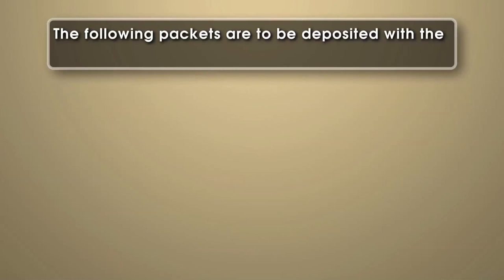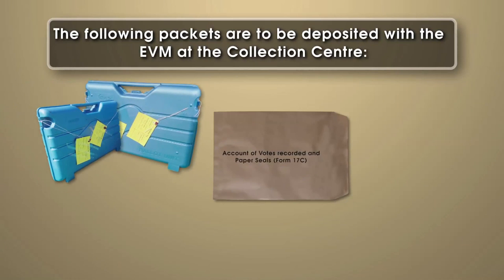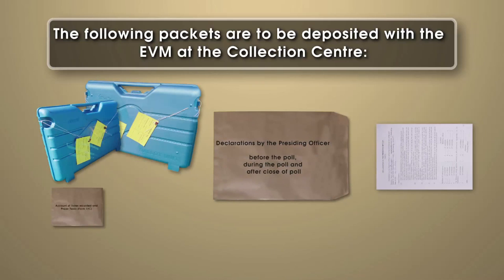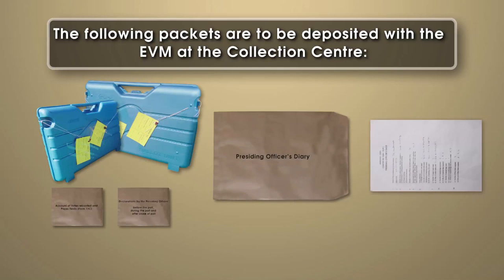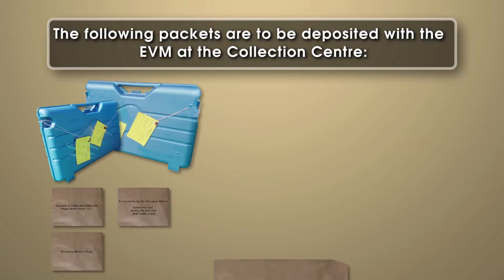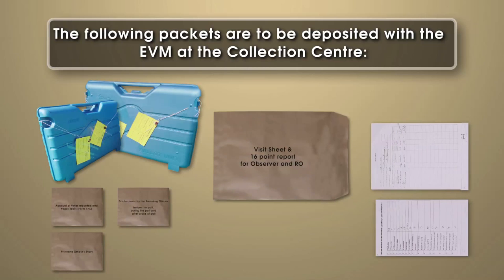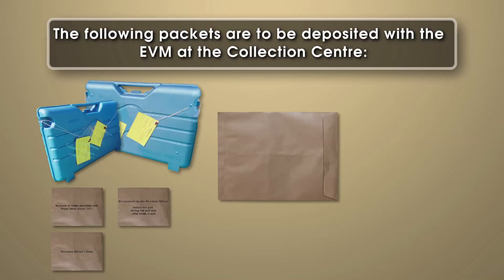The following packets are to be deposited with the EVM at the collection center: the account of votes recorded and paper seals, Form 17C. The declarations by the presiding officer before the poll, during the poll, and after close of poll. The presiding officer's diary. The visit sheet and the 16-point report for observer and RO. Besides these, 4 more packets have to be prepared.